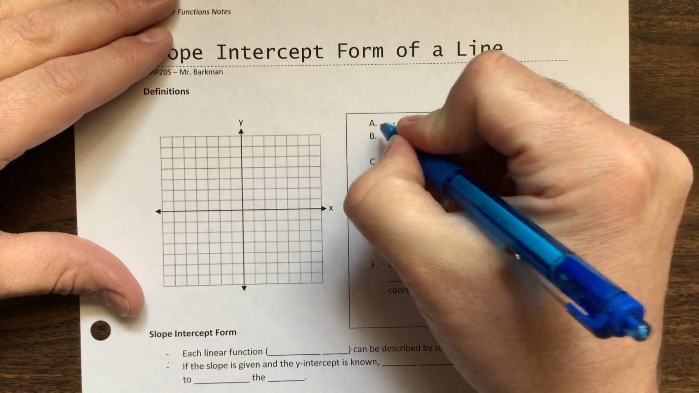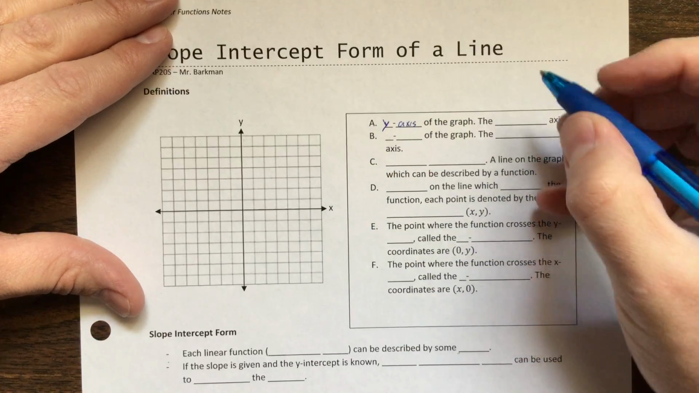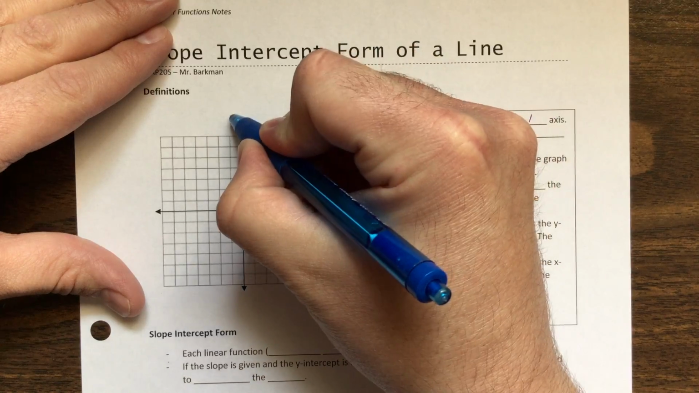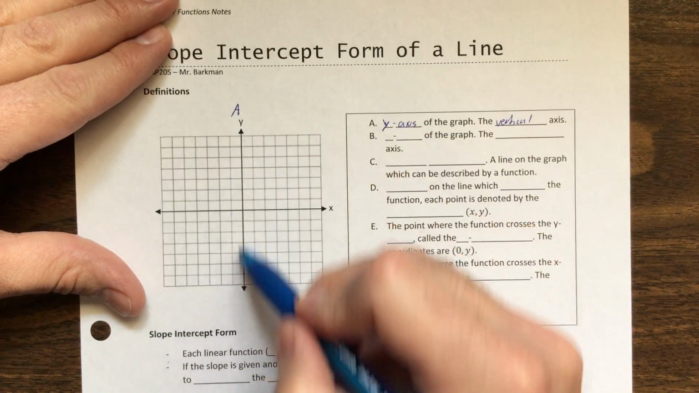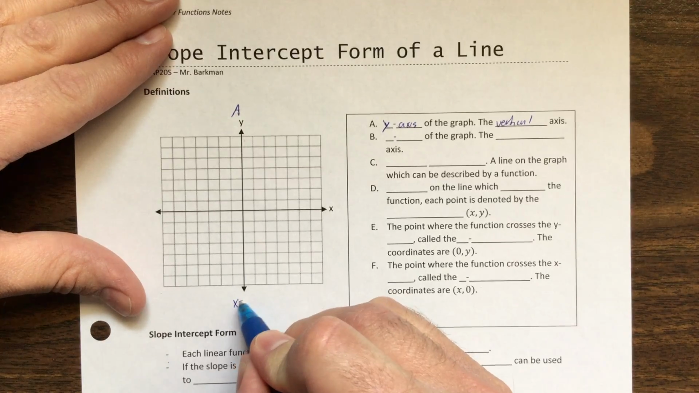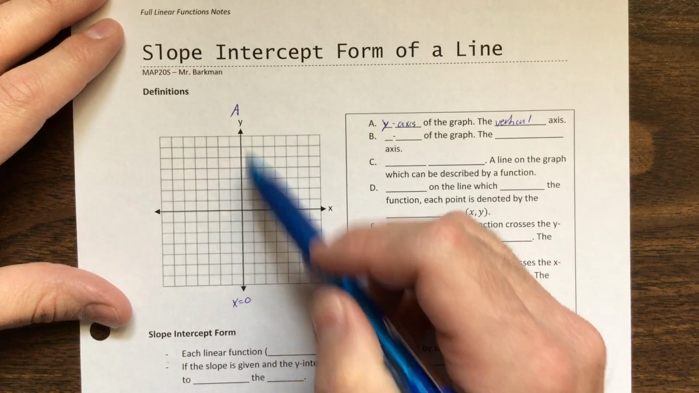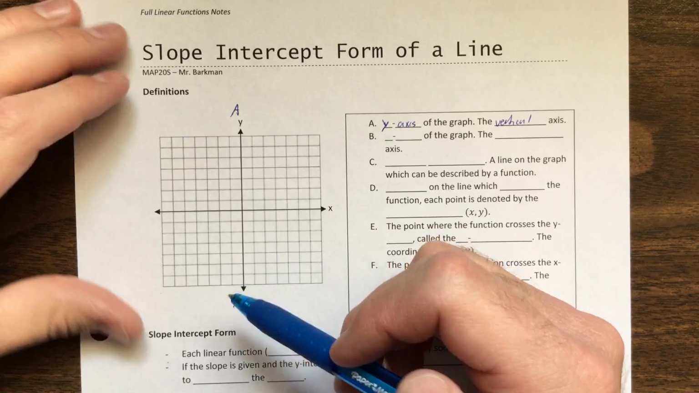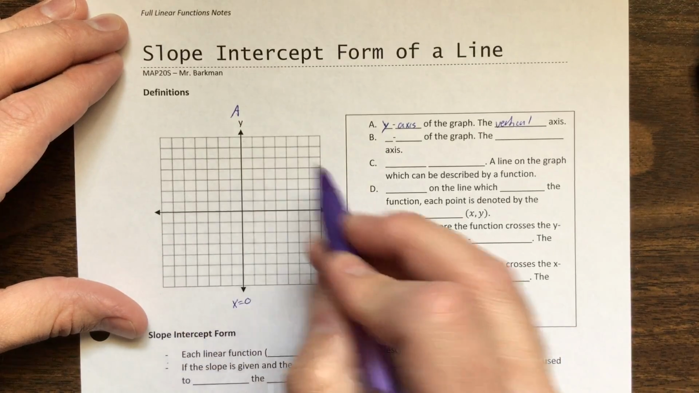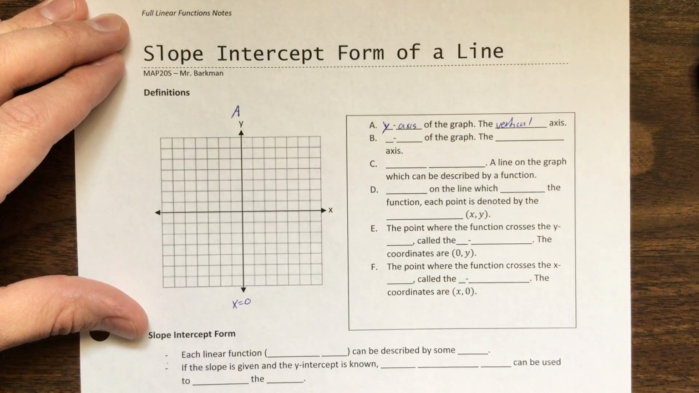The first thing that we're going to take a look at is our y-axis. This is our vertical axis, and I'm going to put an A right there. This is our y-axis. This is where x equals 0. Now we call it our y-axis. It splits our entire graph in half, with negative x's on one side and positive x's on the other side.